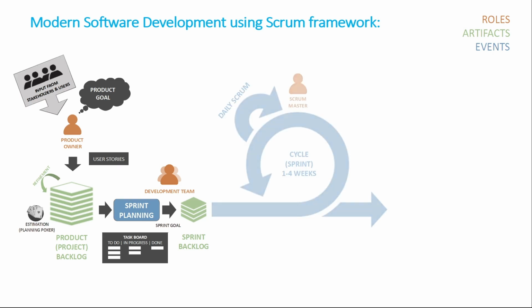A sprint typically lasts 1 to 4 weeks, more often being 1 or 2 weeks. After the sprint planning event, the team starts to actively work on the tasks chosen for this sprint.